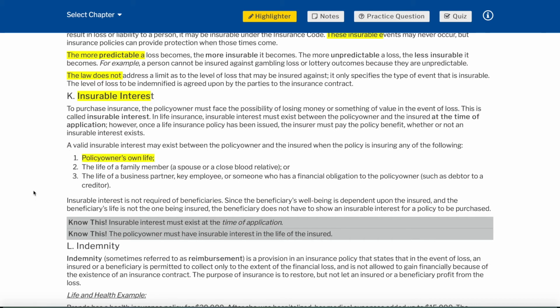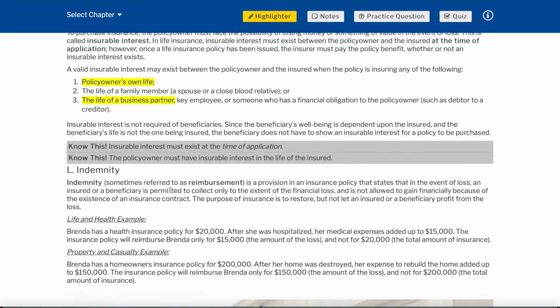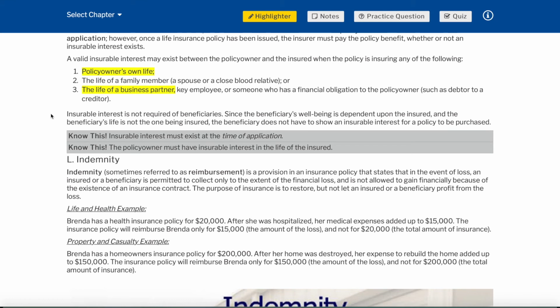1. Policy owner's own life. 2. The life of a family member, a spouse or a close blood relative. 3. The life of a business partner, key employee, or someone who has a financial obligation to the policy owner, such as debtor to a creditor.